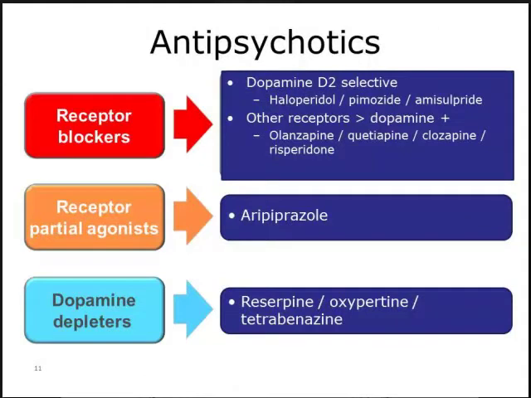And what we've been trying to do, therefore, is come up with a more rational system. Here's one that you might use, for instance, for antipsychotics. You could say that some of them are receptor blockers, and some of them block dopamine D2 receptors selectively. They have little influence on other receptor systems. These are drugs like haloperidol, pimozide, amisulpride.